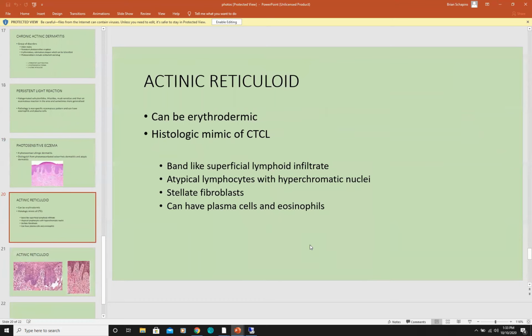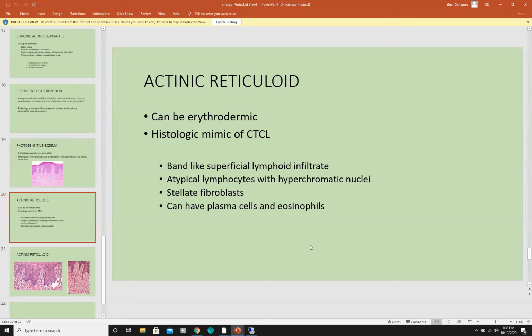And the third one was actinic reticuloid. This clinically can be a clue because you can have erythroderma, and histologically it can mimic CTCL. So in this one you have a band-like superficial lymphoid infiltrate with atypical lymphocytes and hyperchromatic nuclei, and then fibrosis in the dermis with stellate fibroblasts. And again, with this one, you can have plasma cells and eosinophils.